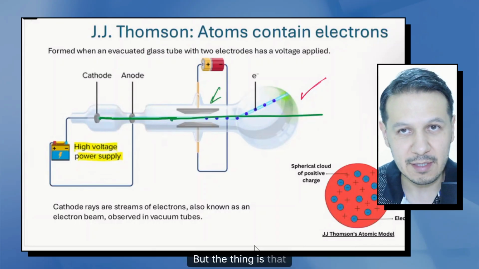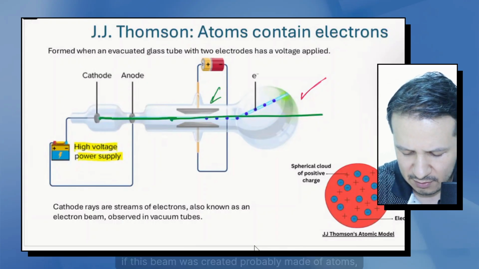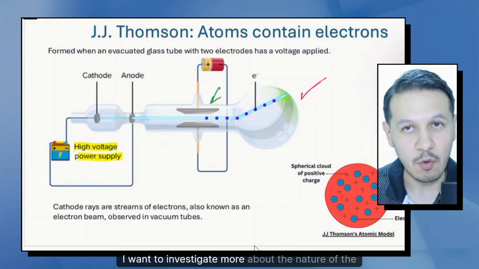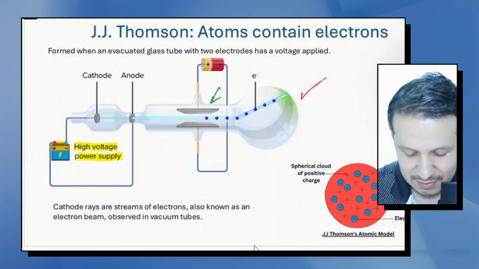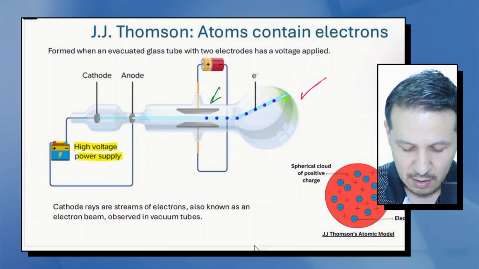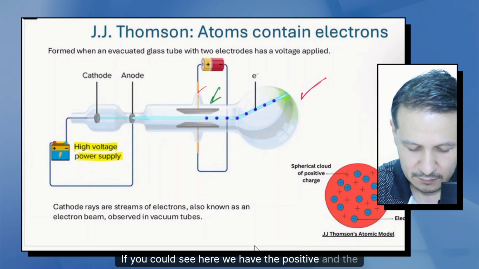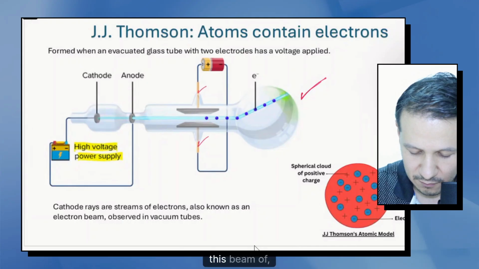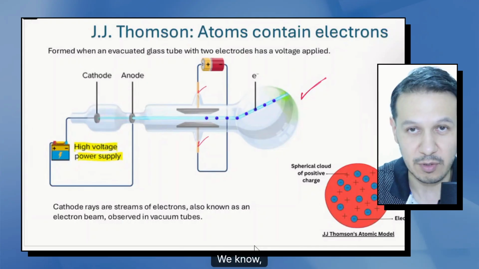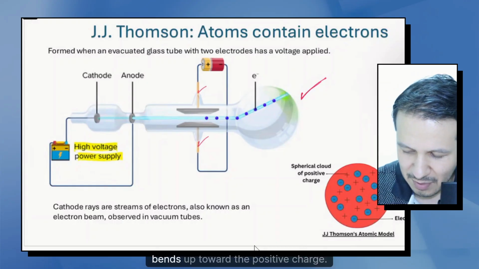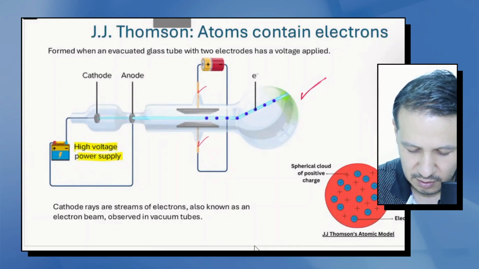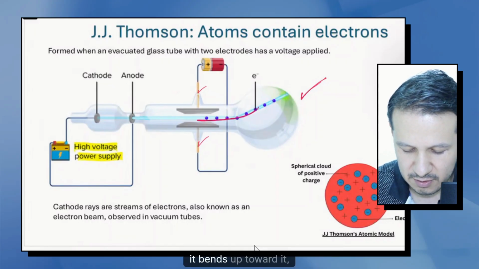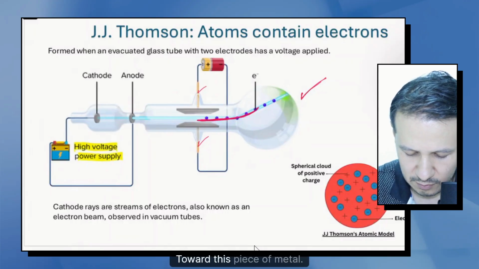But he discovered that, okay, if this beam was created, probably made of atoms, I want to investigate more about the nature of the atom. So in that case, Thomson connected a battery. As you can see here, we have the positive and the negative part of the battery. And he discovered that this beam of particles, we don't know yet what it is, bends up toward the positive charge. After passing through this positive charge, it bends up toward this piece of metal.